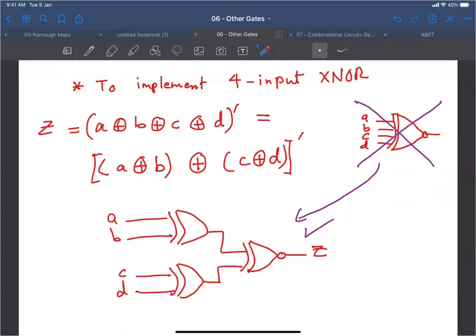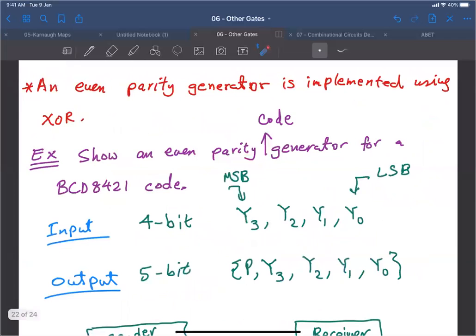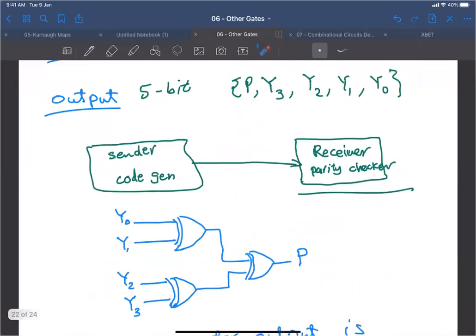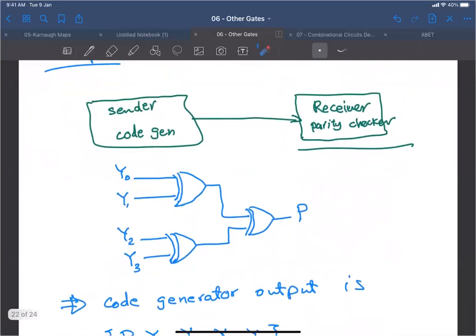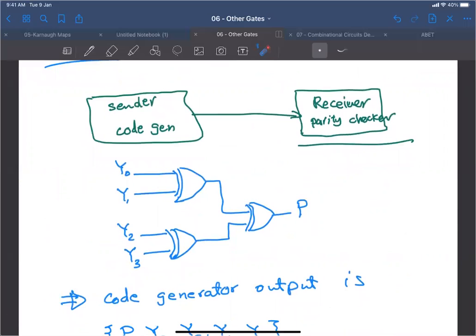Let me ask you a question. If the question says we would like to show an odd parity code generation circuit for the same thing, what is the thing that changes here? This one here is an even parity. So if we want an odd parity, what do I do? Just add a circle, just a bubble here. Because if you add a bubble here, it means you are XNORing the inputs.